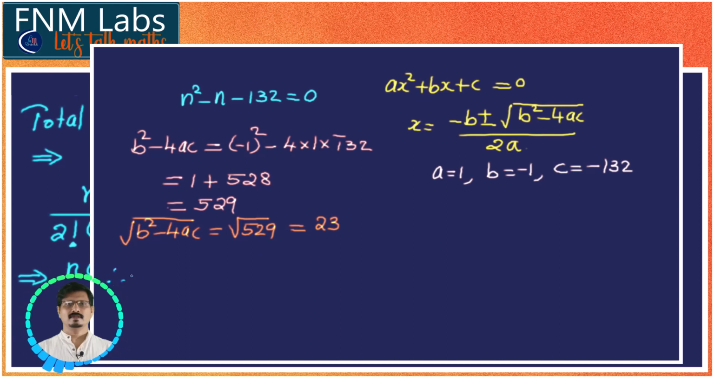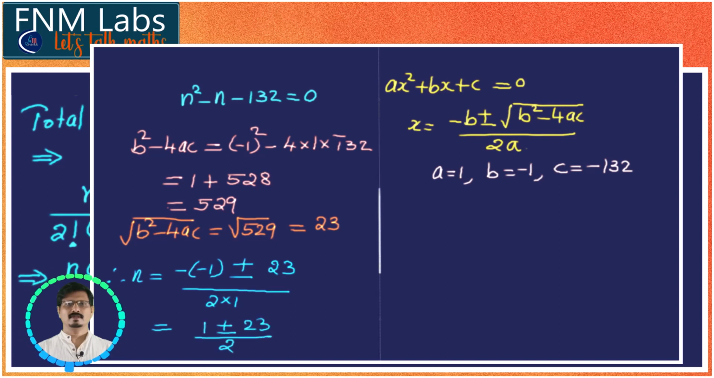So the value of n is equal to minus of minus 1 plus or minus 23 by 2 into 1, which is equal to 1 plus 23 by 2, which is equal to 24 by 2, and that is equal to 12. So there are 12 persons in the room based on the given information.